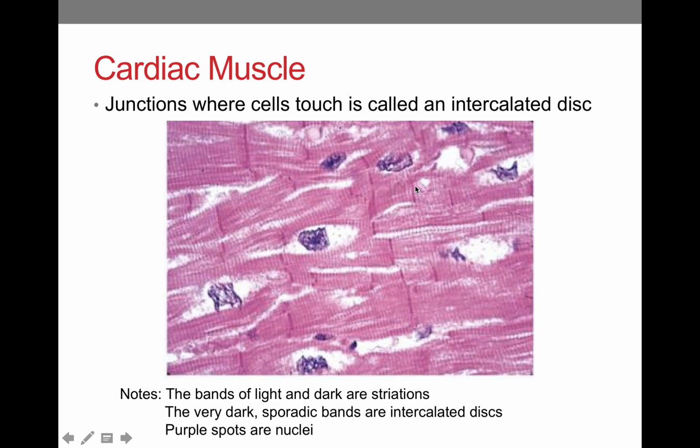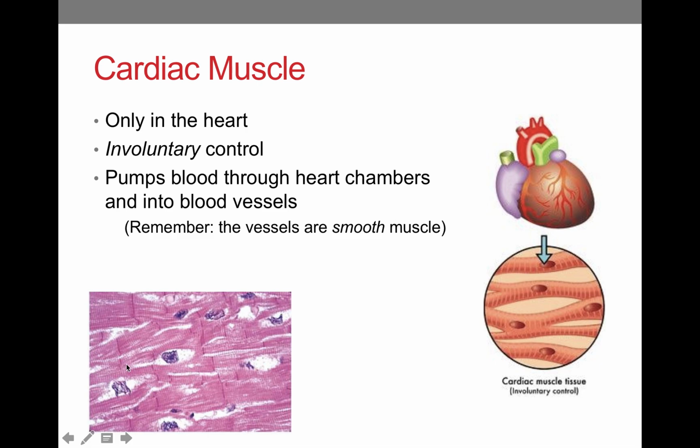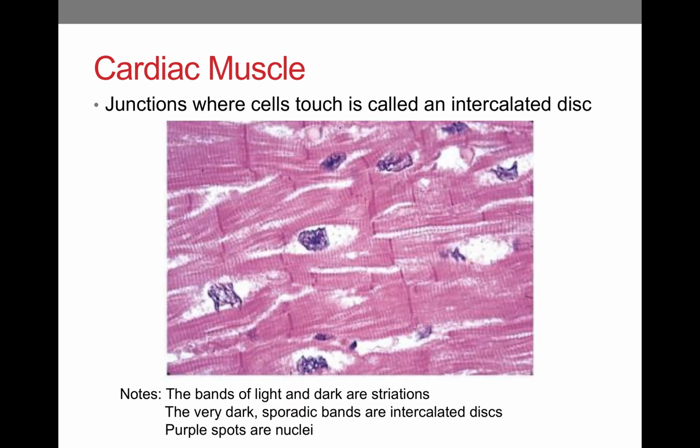However, it's not in long parallel bundles. Instead, it forms this woven network that you can see, and I feel like you can see it a little bit better here where it's smaller. It's not parallel, it moves in lots of different directions. And so this enables the heart to beat not just in one direction, but to really squeeze and pump the blood out. So it constricts and contracts from all directions at the same time to move that blood. You can see here that the nuclei are in the middle of the cells as opposed to the skeletal muscle tissue.